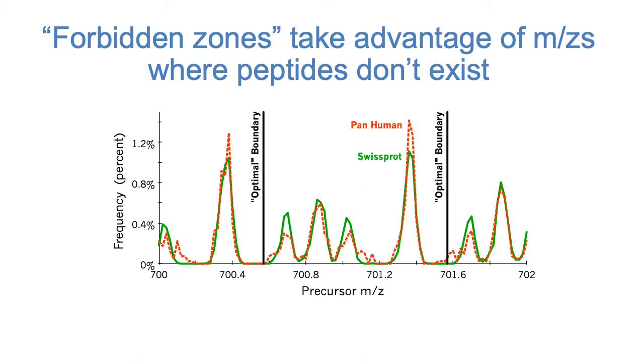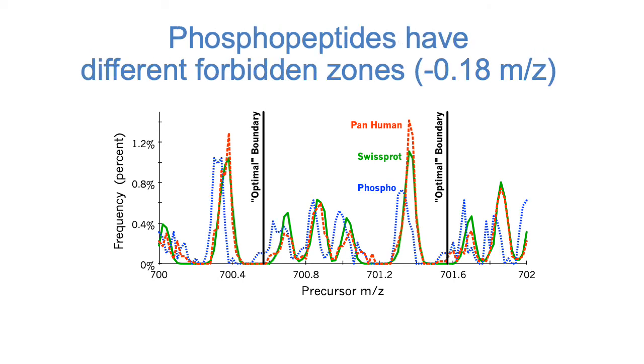These boundaries actually hold up pretty well when compared versus the pan-human library here with the SwissProt library. In general, they match up exactly as you might imagine. But it should be noted that non-tryptic peptides and peptides with PTMs may have somewhat different characteristics. Phosphopeptides, for example, have optimal boundaries that are shifted over by 0.18 MZ due to the addition of the extra phosphate.